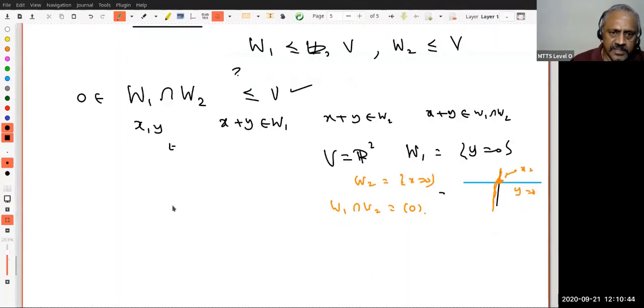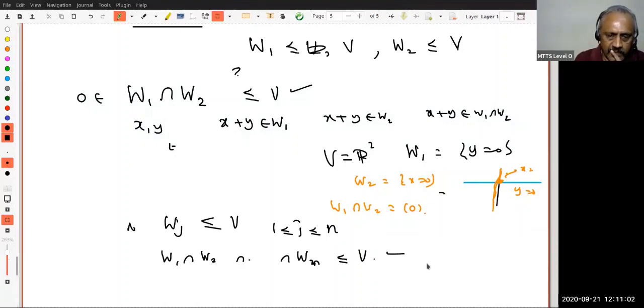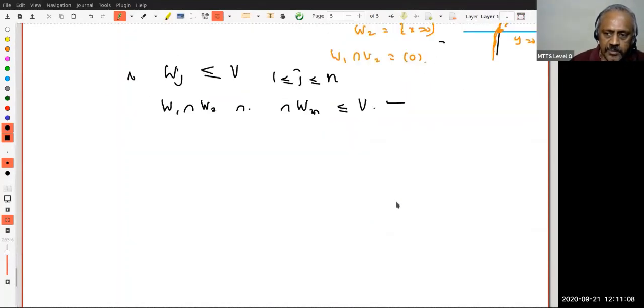You can extend it to finitely many also. Suppose Wj is a vector subspace of V, for 1 less than or equal to j less than or equal to some number n. Then W1 intersection W2 up to intersection Wn will be a vector subspace of V. This is easy. You can directly prove it or prove it by induction. But what we want to say is something much more general.